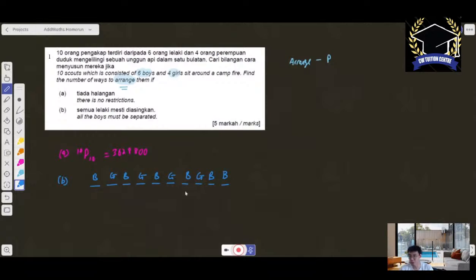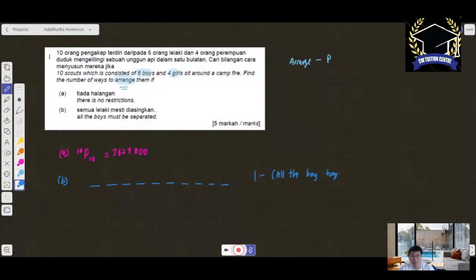Okay, if this is the question, all the boys must be separated. You see that if you arrange, some of the boys are together. So what you can do is, because they say all the boys must be separated, use 1 minus all the boys together.